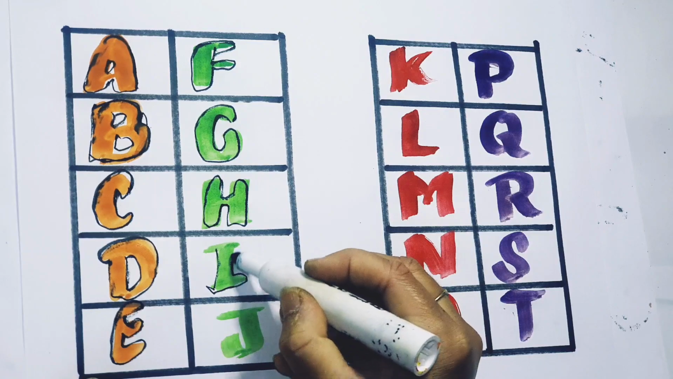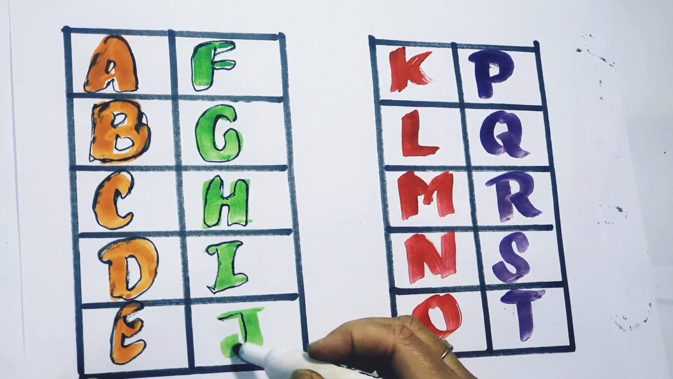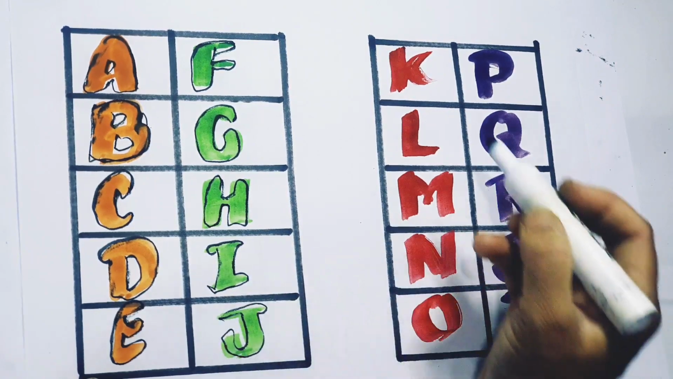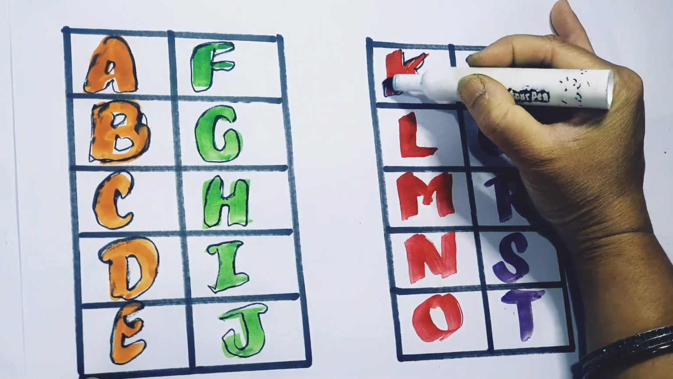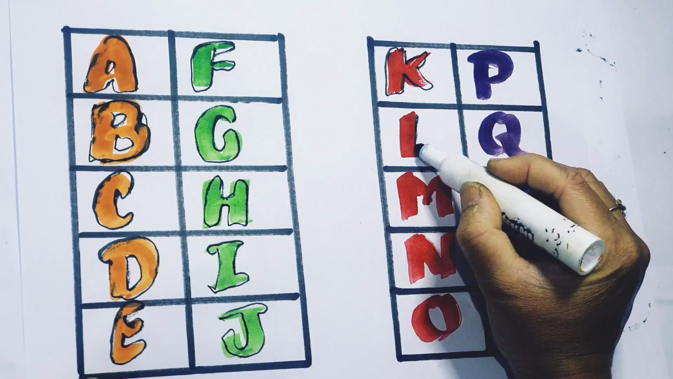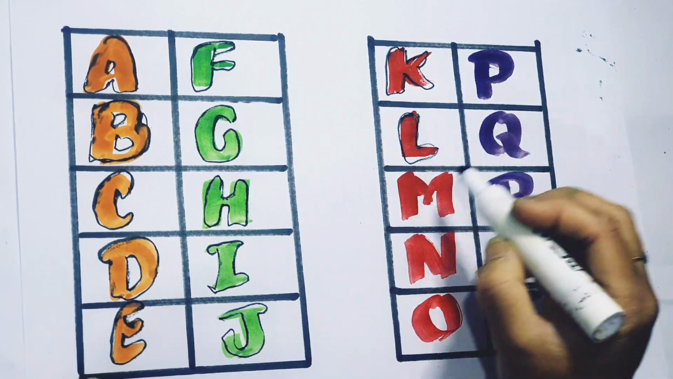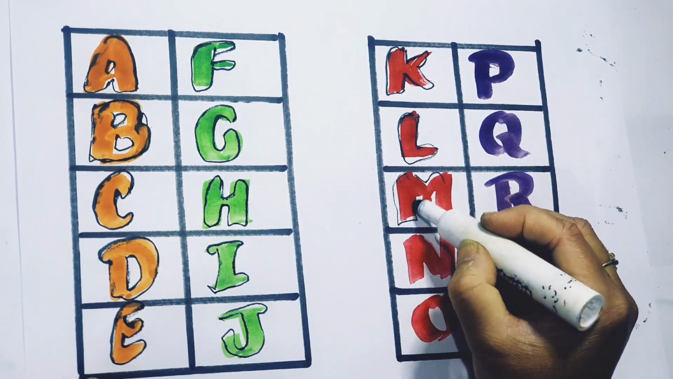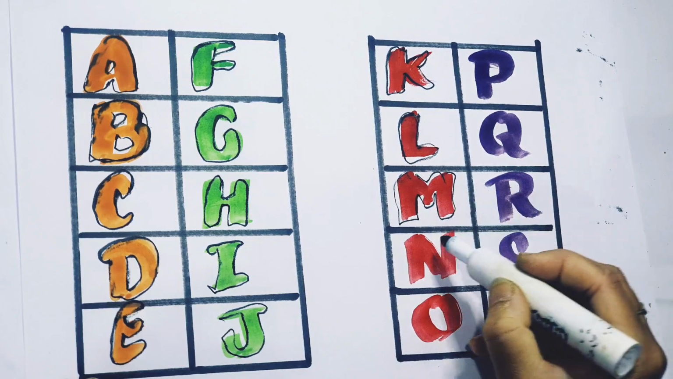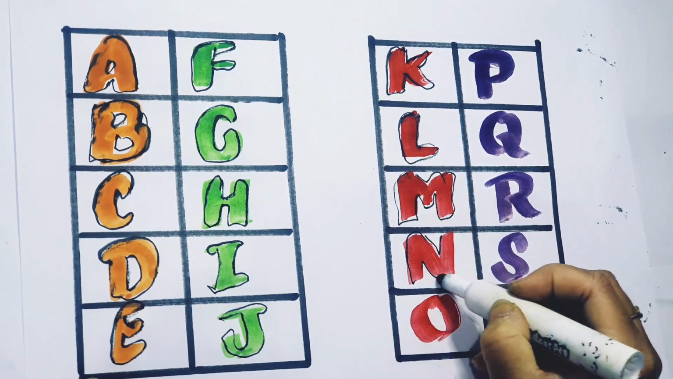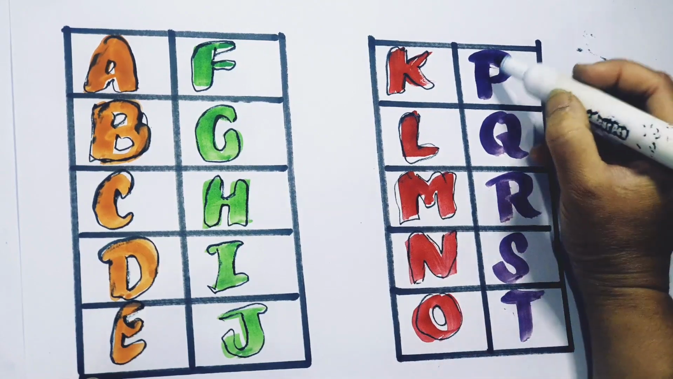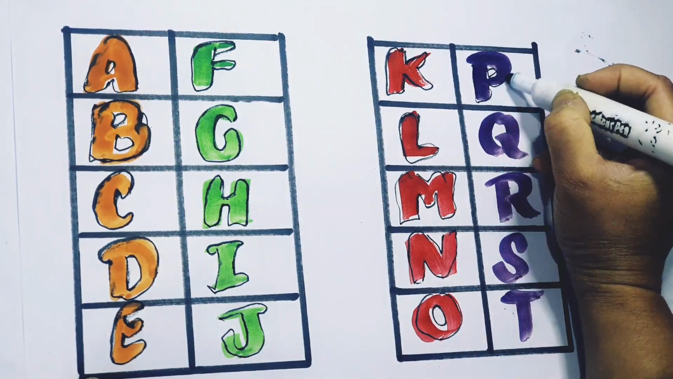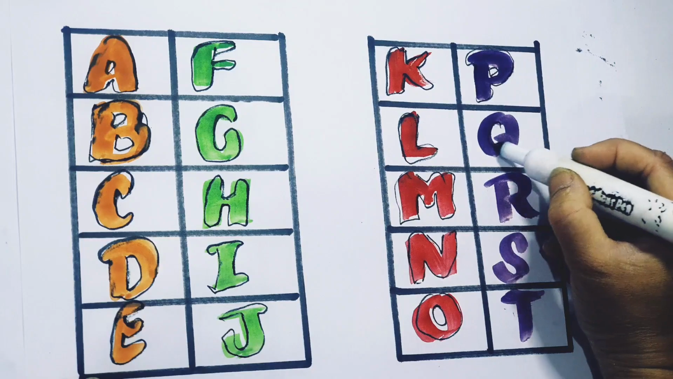I for ice cream. J for jelly. K for kite. L for lime. M for mango. N for nose. O for orange. P for piano.